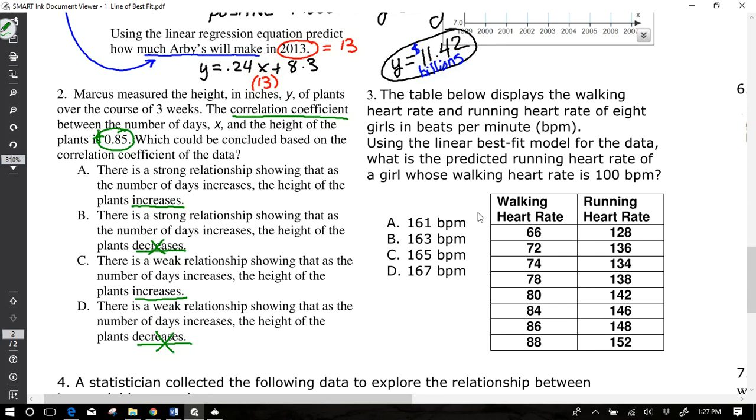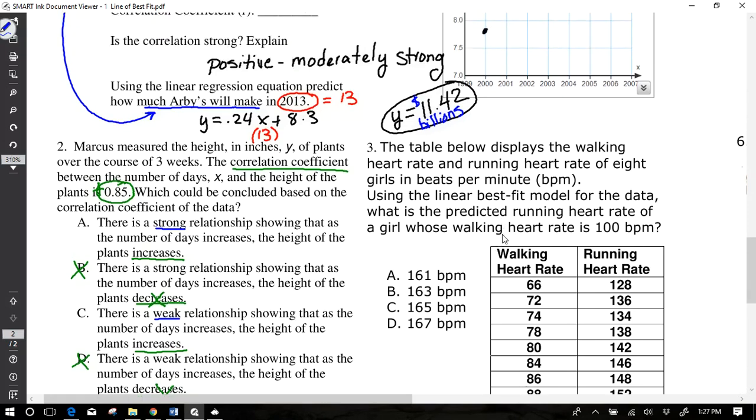Next, was 0.85 strong or was it weak? Let me mark out B and D. And these are the key words here, weak or strong, okay? 0.85 is pretty strong. We said up above for our last example that our correlation coefficient was moderately strong. It was at a 0.71. So 0.85 is even stronger than that. So we're going to go with strong for sure, and that's my answer.